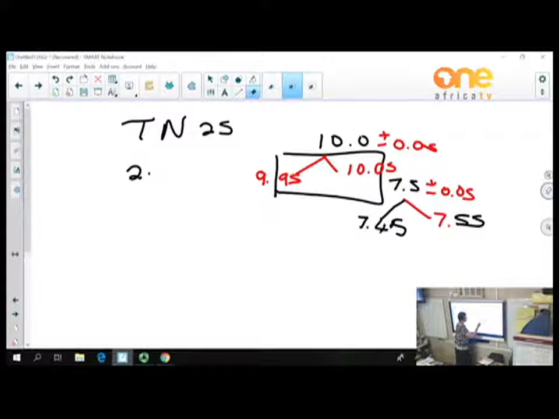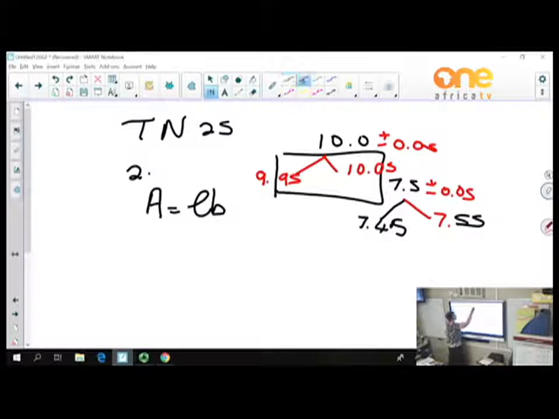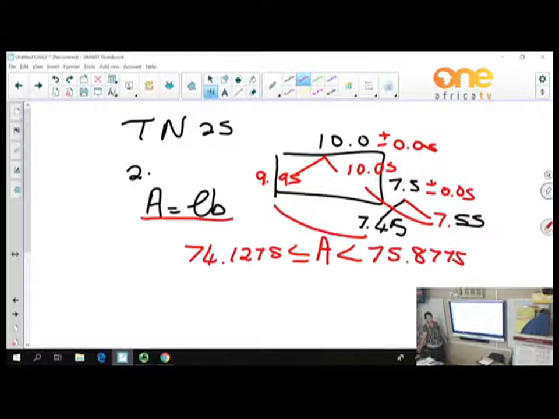And the lower bound there is 7.45. So what is area? Area is length times breadth. It's multiplication, so it will be lower, lower, upper, upper. And that means here it will be lower, lower, upper, upper. That's how we will multiply that one. Okay? Let's press our calculators. What is the answer here? Lower, lower.